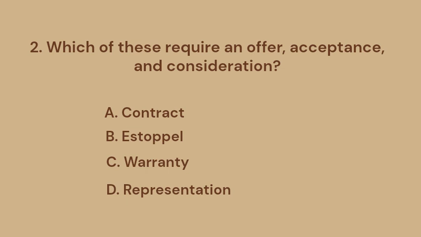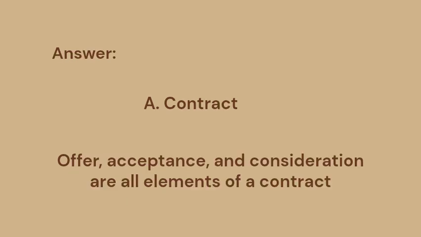2. Which of these require an offer, acceptance, and consideration? A. Contract. B. Estoppel. C. Warranty. D. Representation. Answer: A. Contract. Offer, acceptance, and consideration are all elements of a contract.